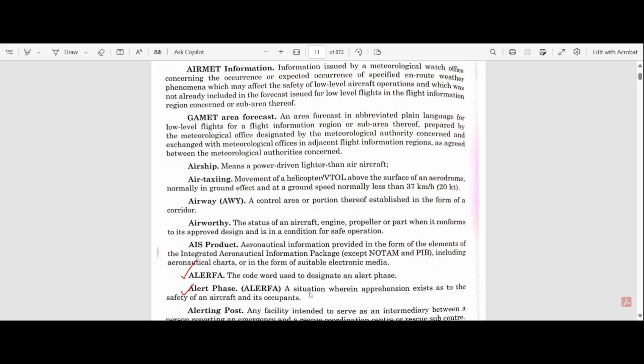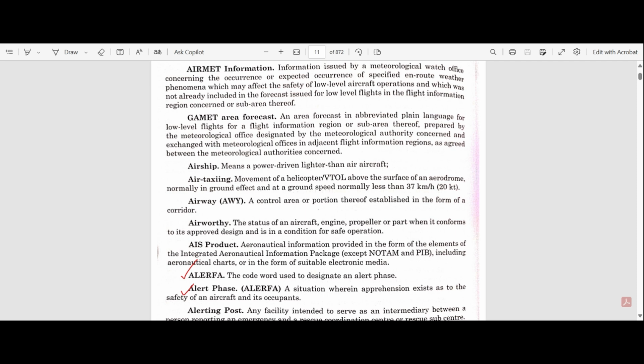ALERFA. ALERFA, it is the code which is used to designate alert phase. What is alert phase? It is a situation where apprehension exists as to the safety of the aircraft as well as the passengers or all of its occupants. This question comes directly in the form of definition only.